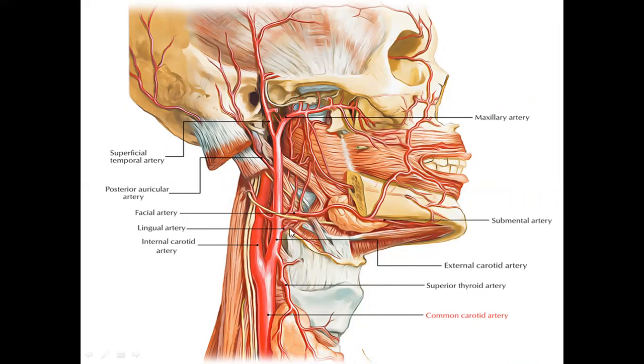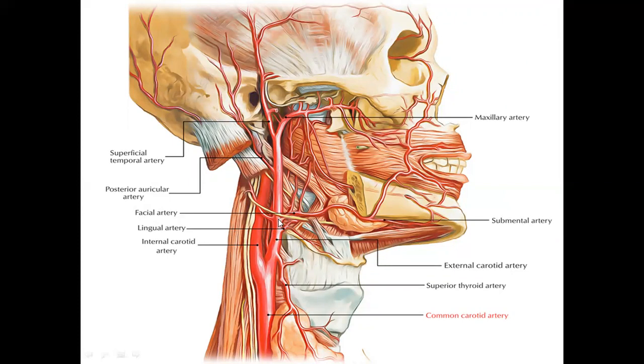This is the lingual artery. This is the facial artery. This is another anterior branch. So we have 3 anterior branches: the superior thyroid artery, which goes downward over the superior border of the thyroid gland and supplies the thyroid gland, and the other anterior branch is the lingual artery, which moves forward and supplies the tongue. And this is the facial artery.